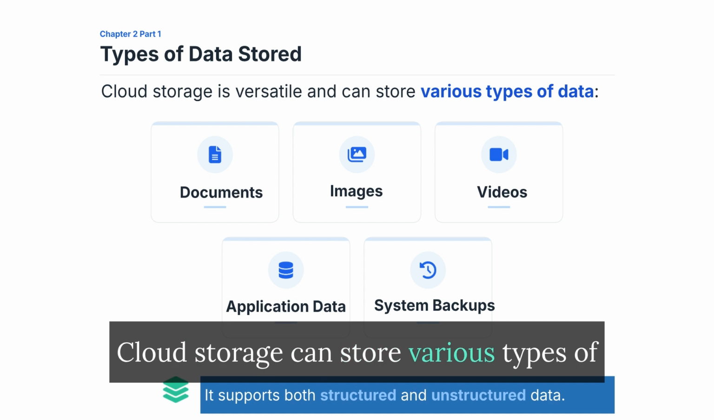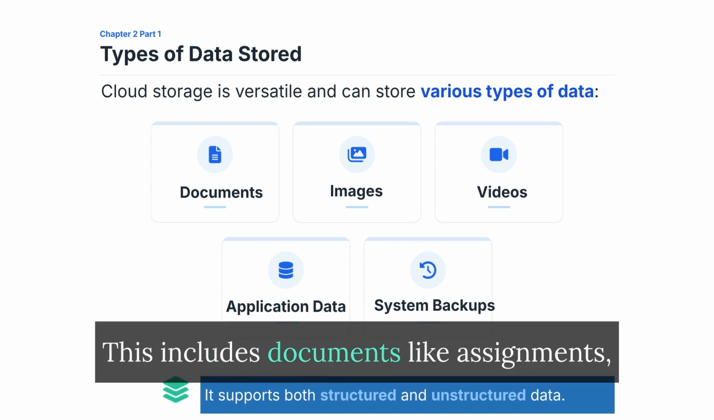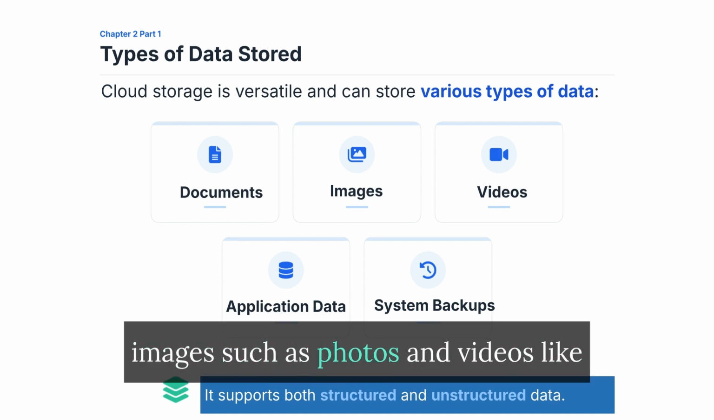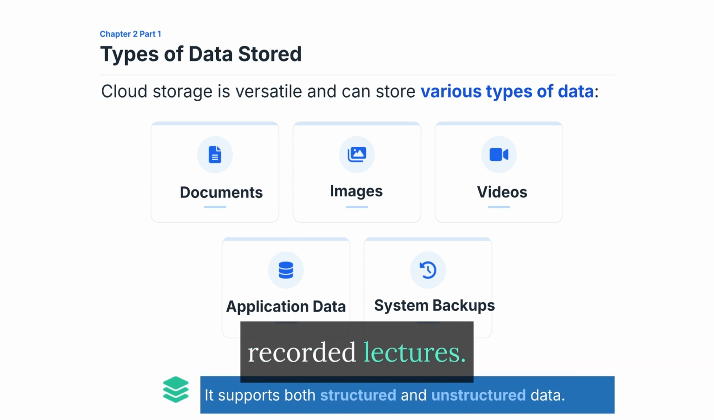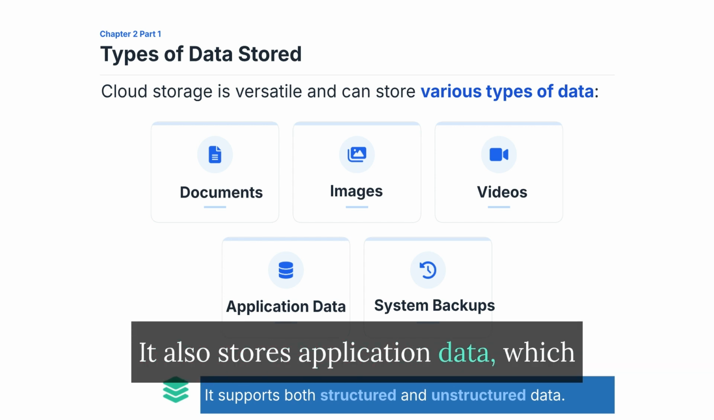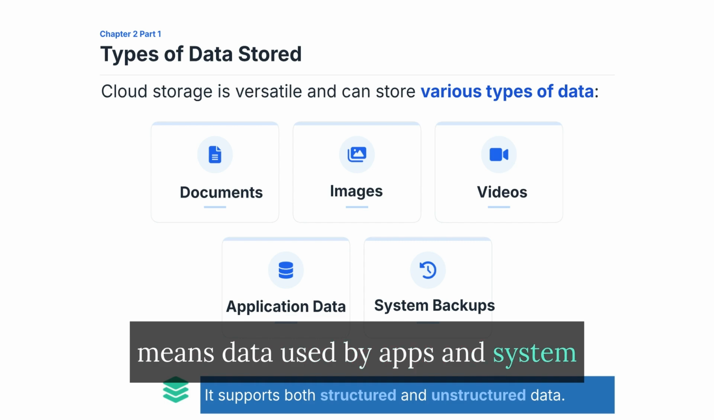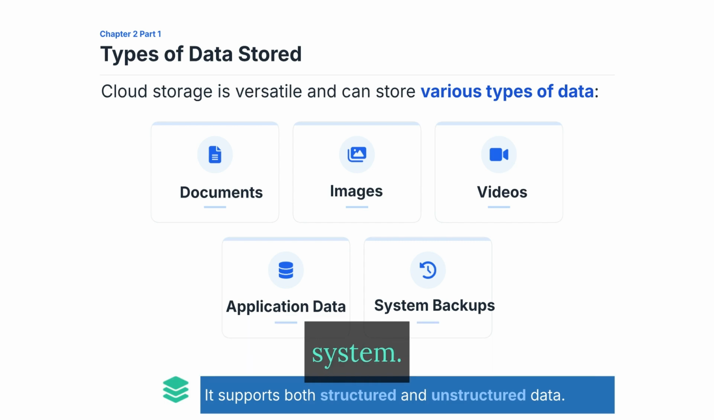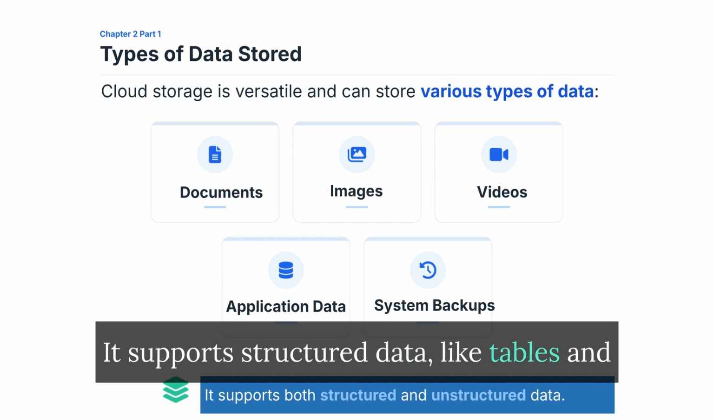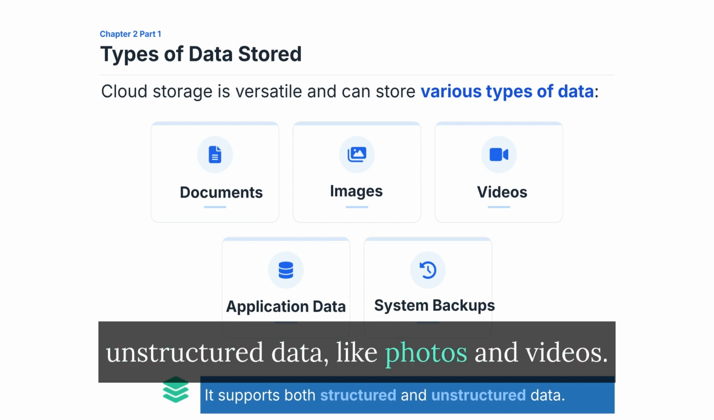Cloud storage can store various types of data. This includes documents like assignments, images such as photos, and videos like recorded lectures. It also stores application data, which means data used by apps, and system backups, which are full copies of your system. It supports structured data, like tables, and unstructured data, like photos and videos.